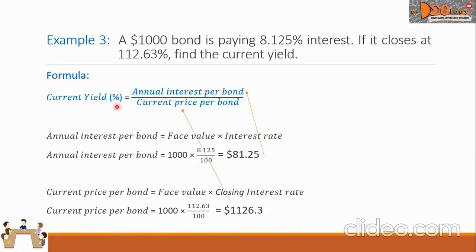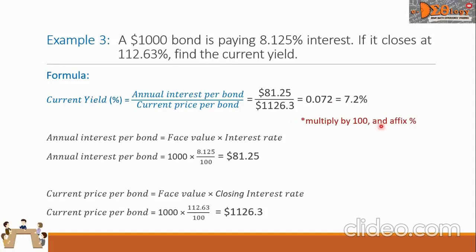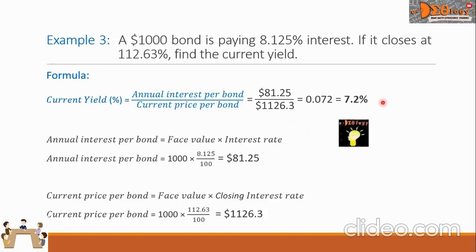Now, let us substitute the corresponding values to our formula. So the current yield in percent is now 81.25 over 1,126.3. Both of them are in dollars. Getting the quotient, we will get 0.072. Let us convert this as a percent, so we will multiply by 100 and affix the percent sign. And the value is now 7.2%. This is our current yield. This is our final answer.